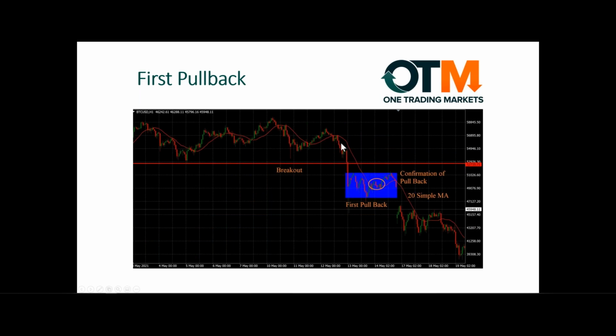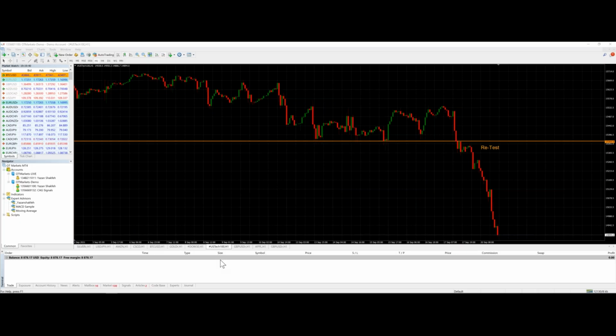Again, this is another one breaking of a support. This is negative. We missed it. No retest, but we saw that the market was testing the 20 moving average. So this is a good sell signal. So let's have some examples about it.